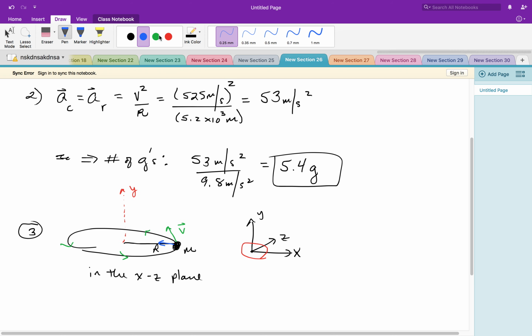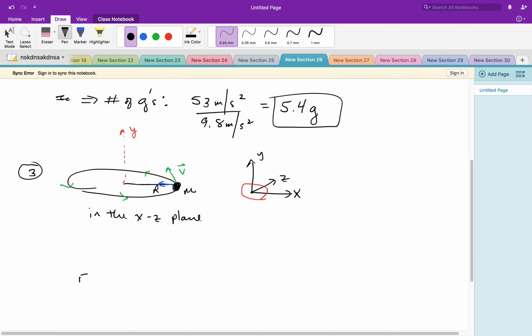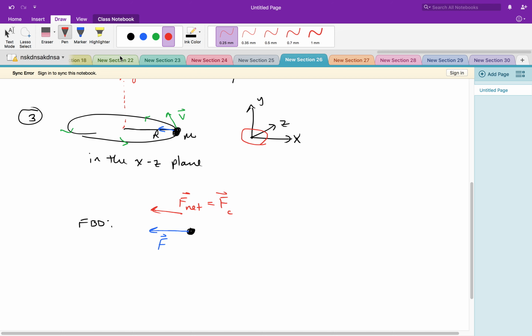So if we were to do the free body diagram for this ball, it's like this. Here's the ball, and there's a horizontal force acting like this, right? That's the horizontal force. And the net force is also to the left, so we call this F net. F net is equal to the centripetal force, or the radial force. The centripetal force is not a new force. It just denotes the direction of the net force.